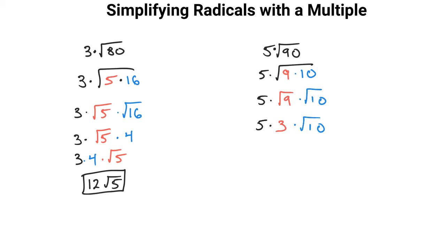So you have 5 times 3 outside, which is 15. Square root of 10 inside, so you have 15 times the square root of 10. And that's how you simplify radical examples if there is a multiple out front.